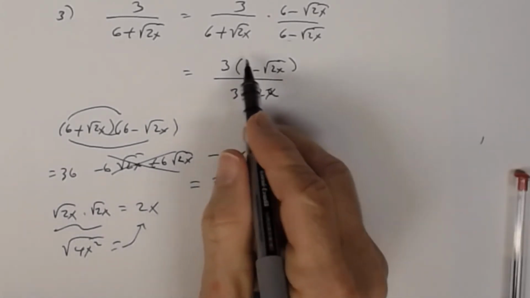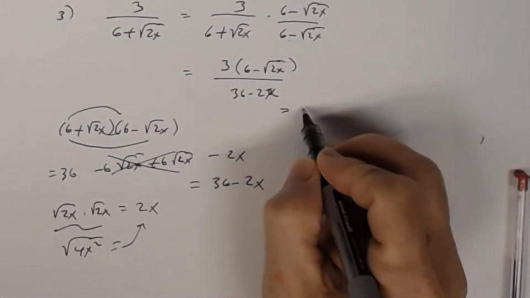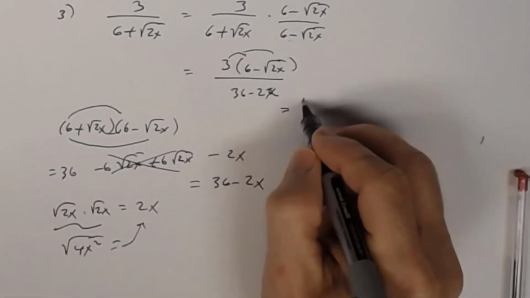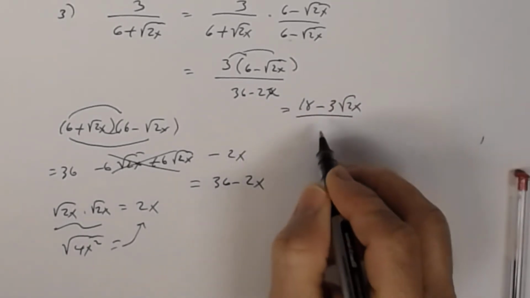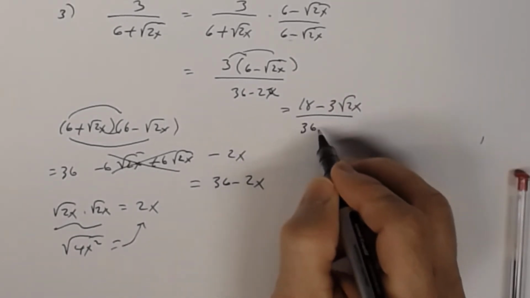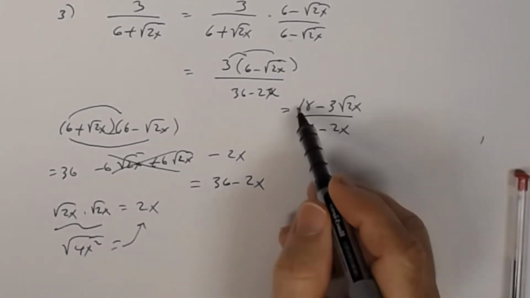So what you would do next is just go ahead and distribute. So when you distribute, I get 18 minus 3 square root of 2x divided by 36 minus 2x. And that's it. That's all you can do.